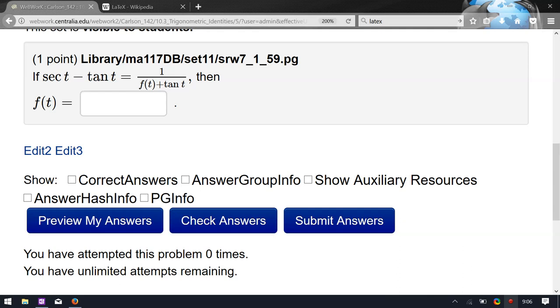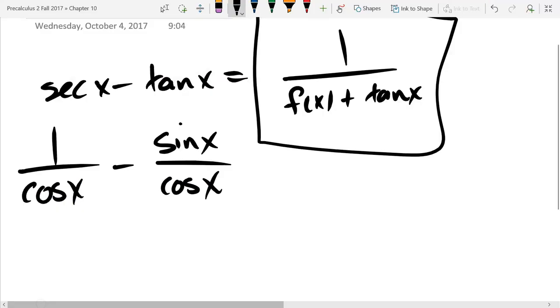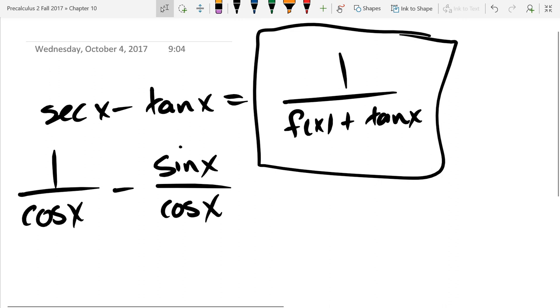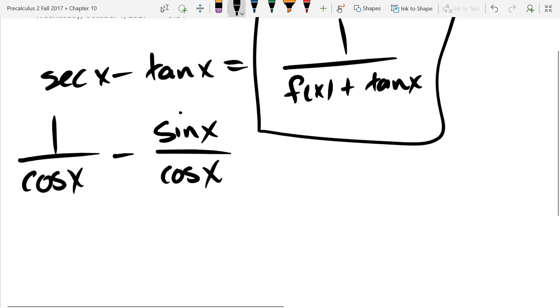So we're trying to solve this problem by finding our little f of t right there. We started on the complicated side, which is the left. So what is the next step to do? We wrote it in terms of sines and cosines.